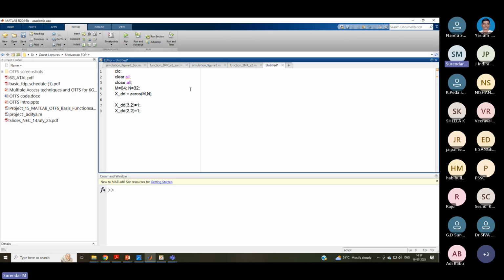Let's see what happens in the time frequency domain. To convert this from the delay Doppler domain to the time frequency domain, my x is going to be converted. So my delay Doppler domain signal is getting converted to the time frequency domain. For that, I need to multiply with two matrices.